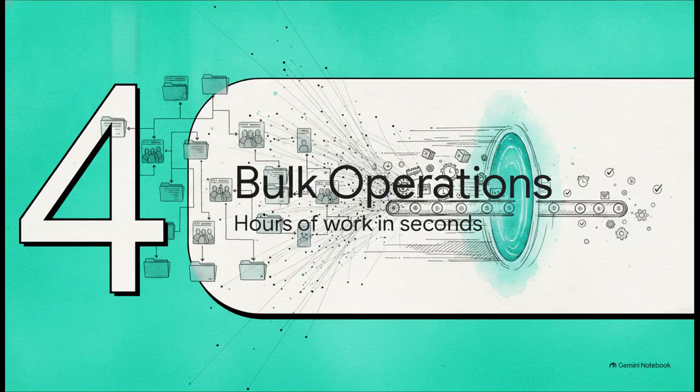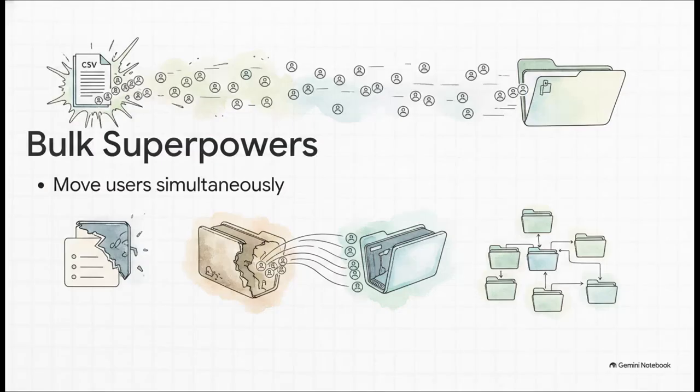All right, Part 4. Scaling up with bulk operations. This is my favorite part, doing hours of work in literally seconds. Chapter 8 really unlocks these incredible bulk superpowers. By using loops, you can take a plain old CSV file, import it, and instantly add hundreds of specific users to a group in the time it takes you to blink.